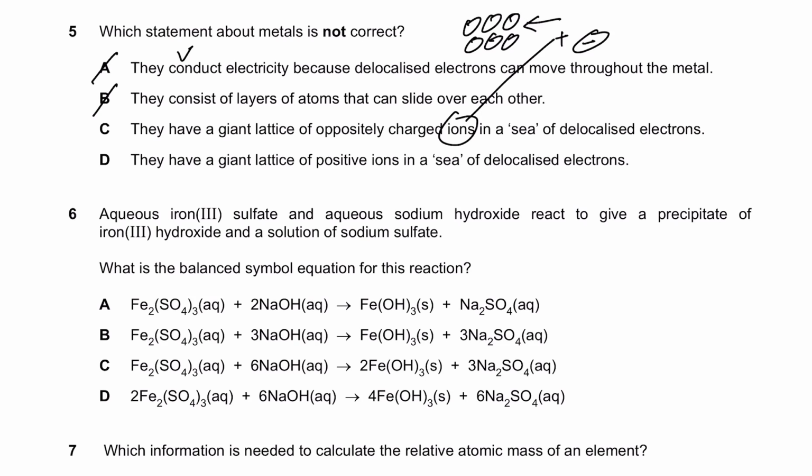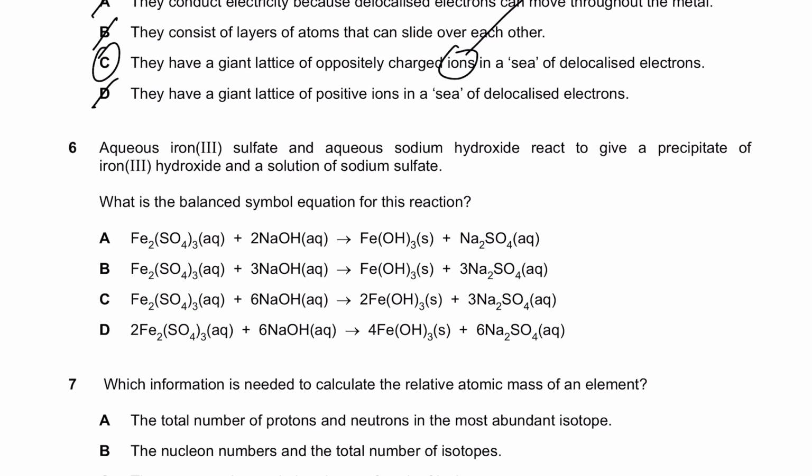So C is the right option. Not the right statement, but they're asking you what is not correct, right? So C is not correct. That's why C is the right option, although C is saying something wrong. And D is true, which says they have a giant lattice of positive ions in a sea of delocalized electrons. And that's absolutely right.